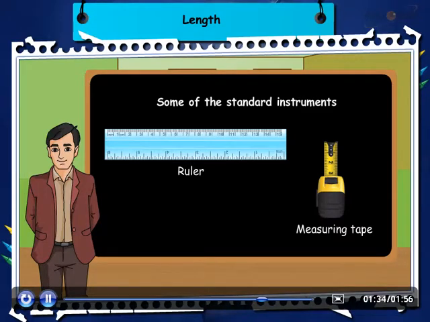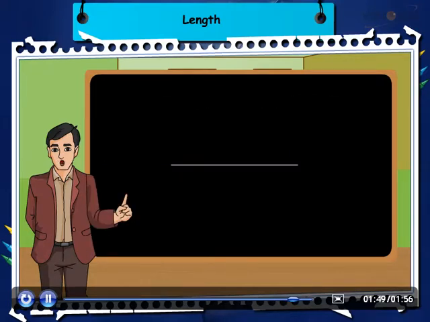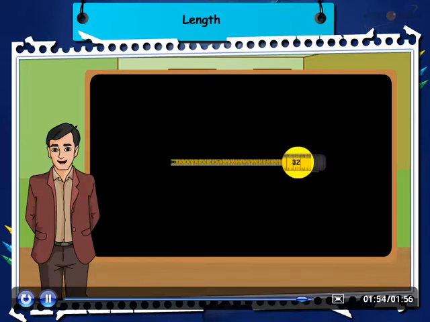Some of the standard instruments are ruler, measuring tape, etc. If we use standard measuring instruments, then the length of a given object will be accurately measured. Now let us measure the thread by using measuring tape. Its length is 32 centimeters.